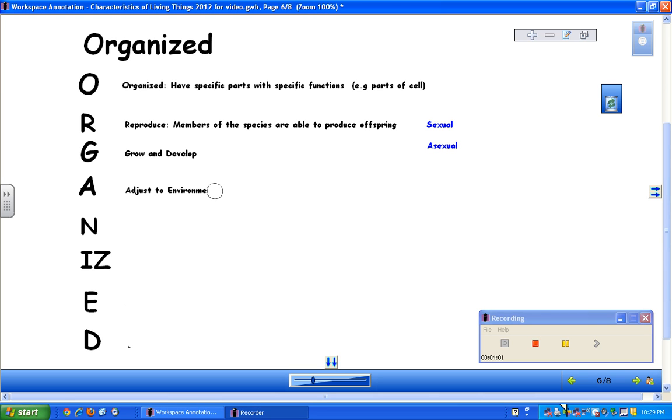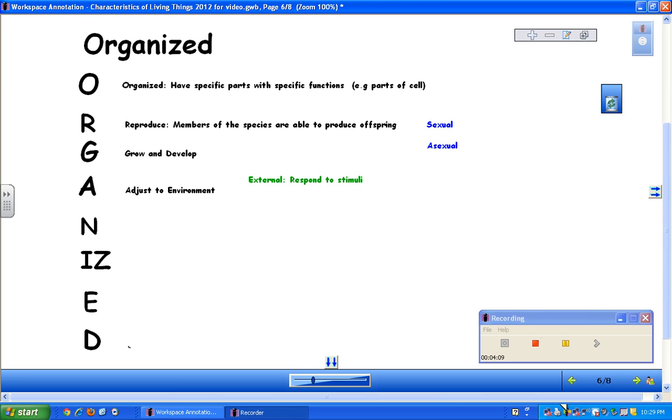Okay, A means to adjust to the environment, and that can be both internally and externally. Externally is just responding to the environment, responding to stimuli. You hear a loud bang, you jump, you turn, you look, you see what it is.